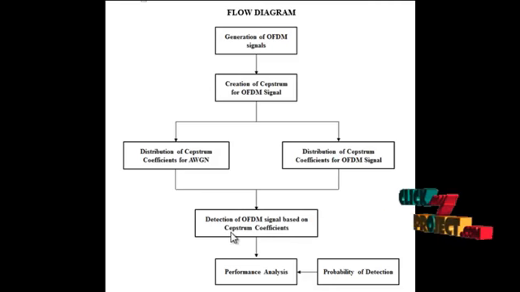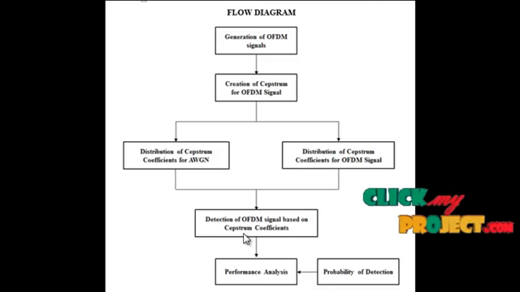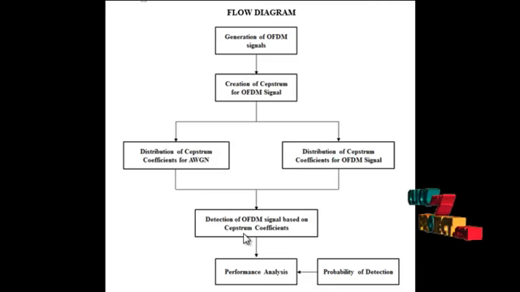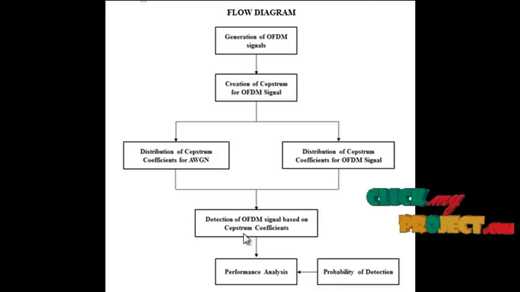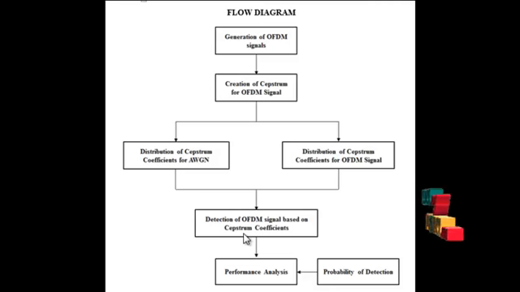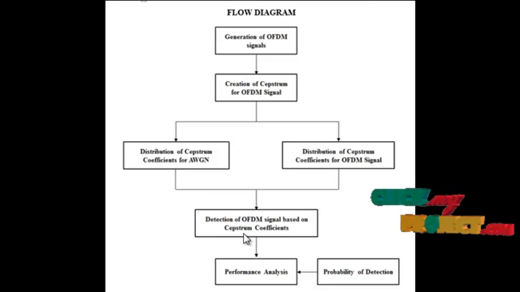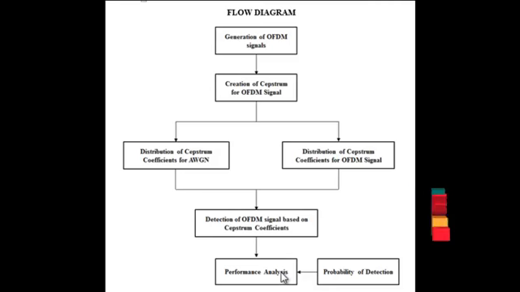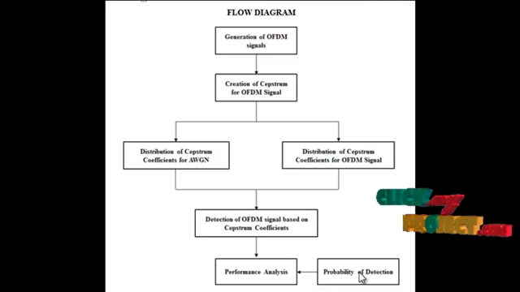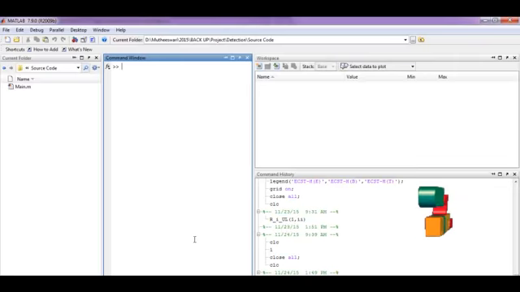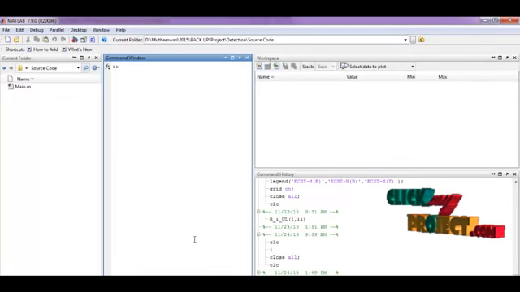Finally, the cepstrum-based detection algorithm is formed by a binary hypothesis test, where the null hypothesis represents that the received signal contains only AWGN, while the alternative hypothesis means that the OFDM transmission is active. Finally, we estimate the probability of detection in the performance analysis part. Let me discuss the running procedure for our process.